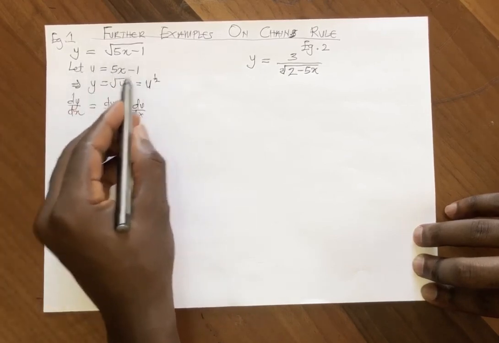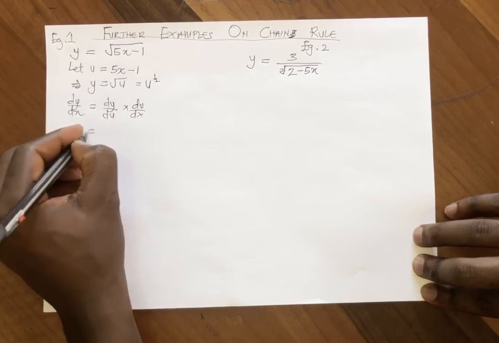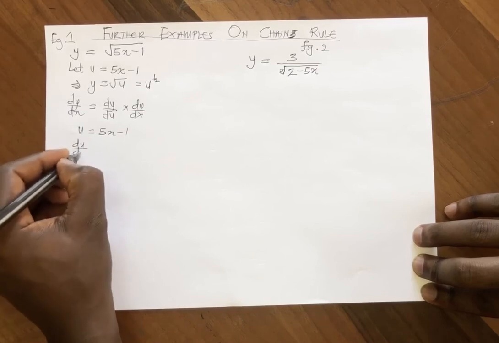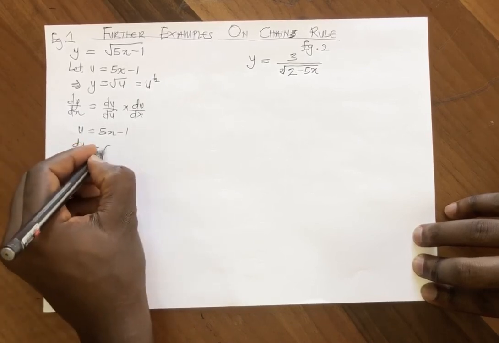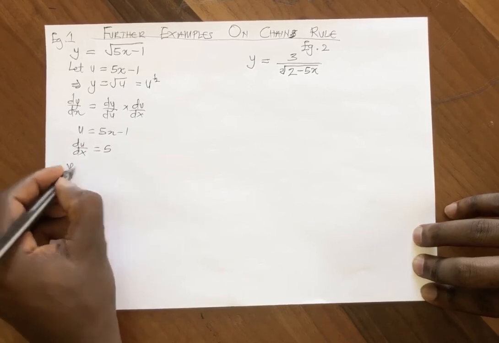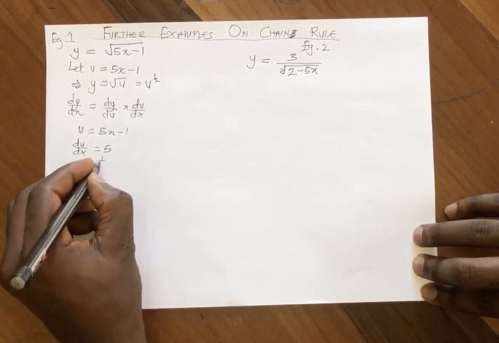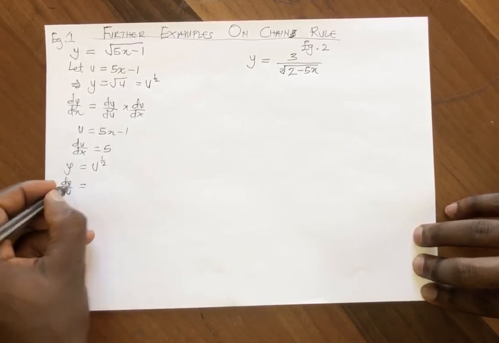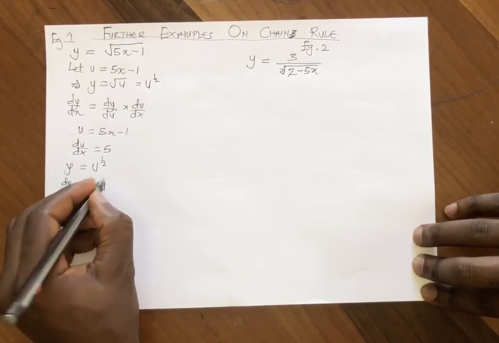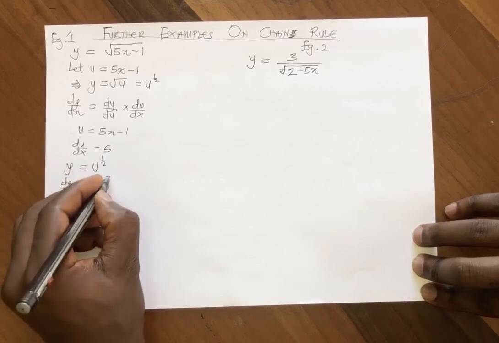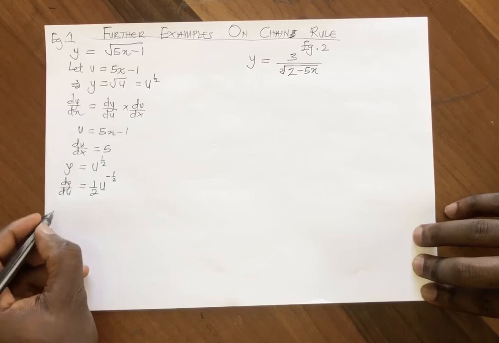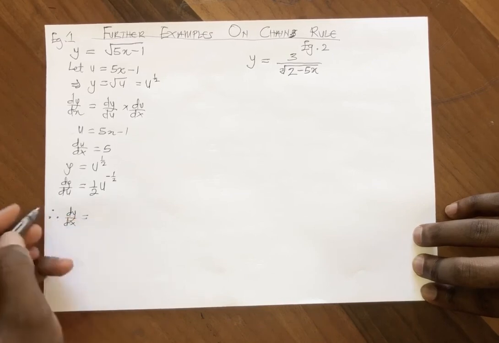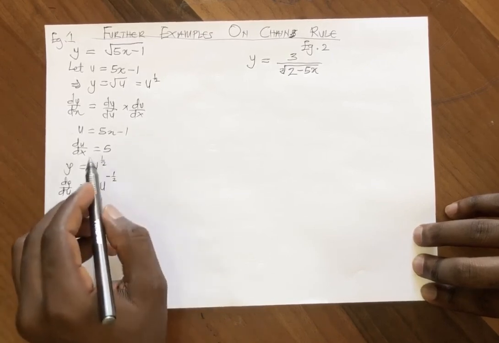So let's first differentiate the u. We have the u to be 5x minus 1, so du dx should give us 5, okay? Then we got y to be u raised to the power half, so dy du is half u, so half minus 1 is negative half, okay? Therefore, dy dx is the multiplication of this and that.